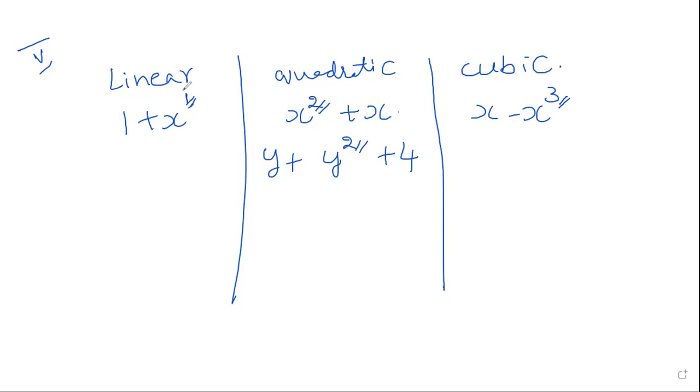Next, 3t. Okay, here the power is 1. So it is linear polynomial. R square. Square means 2. It is quadratic polynomial. 7x cube. Cube means cubic. That's it. Okay, children, I hope everyone understood.